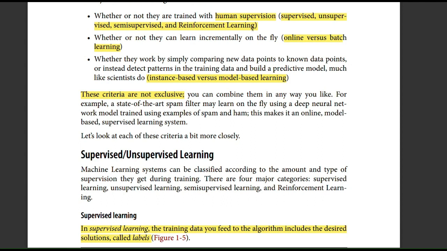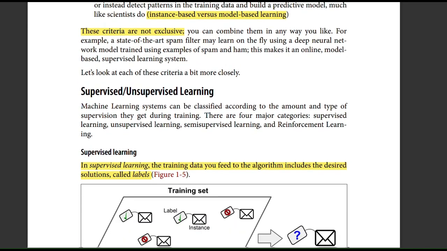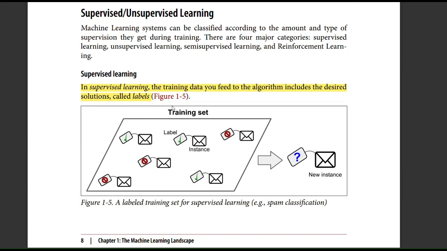So those are the three main broad categories on which machine learning systems are divided: human supervision, type of learning, and data. Human supervision: supervised, unsupervised, semi-supervised, reinforcement. On the learning capabilities, online versus batch, and on the basis of data, instance-based versus model-based. So let's move on to supervised and unsupervised learning.